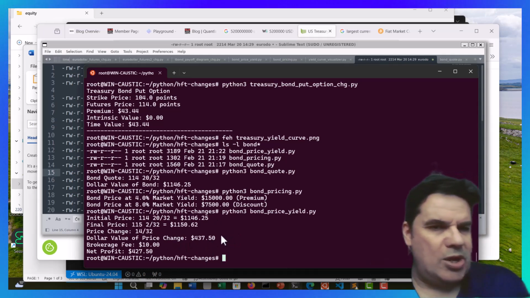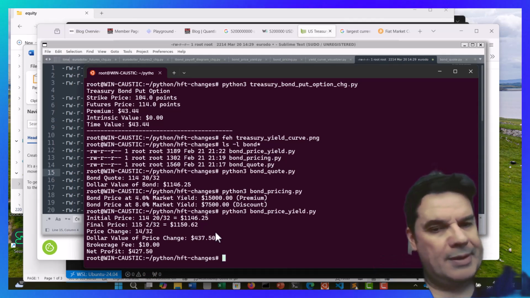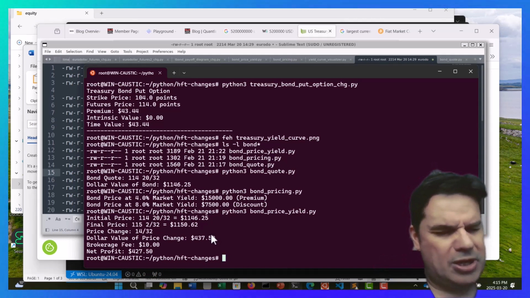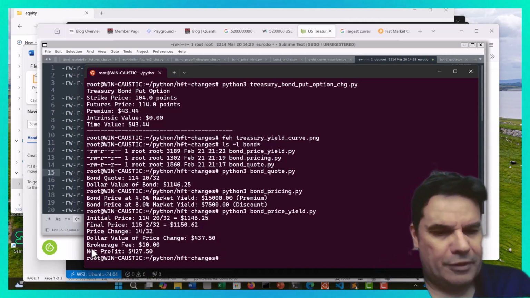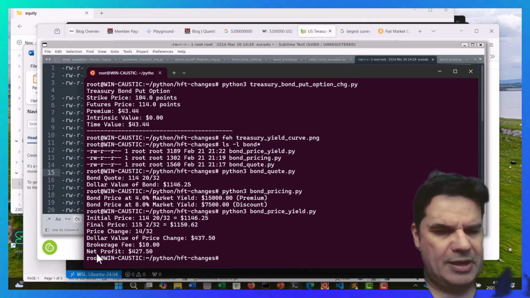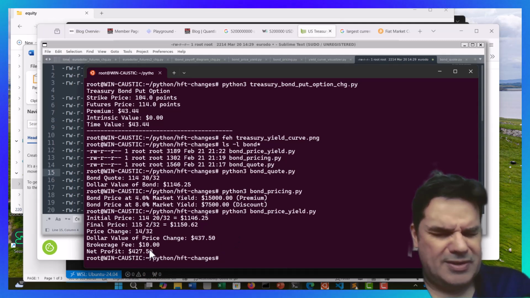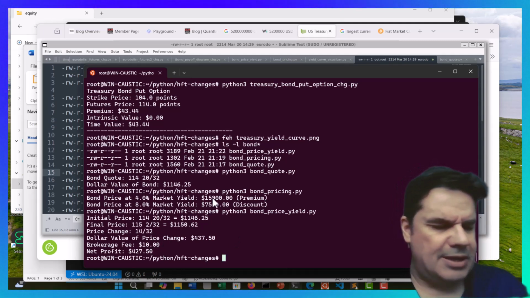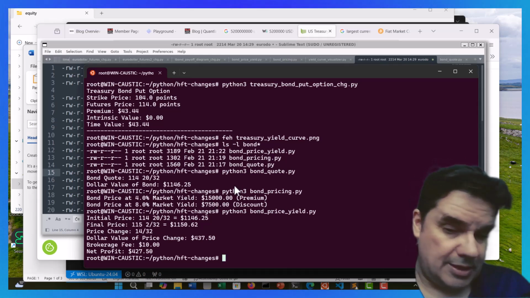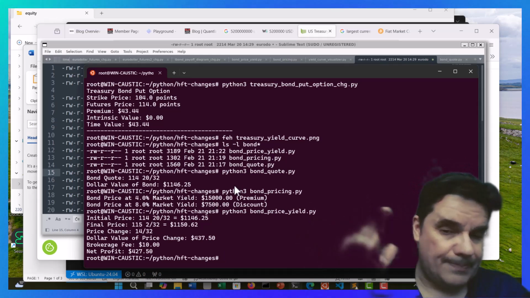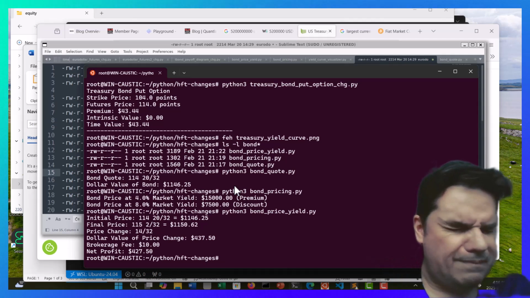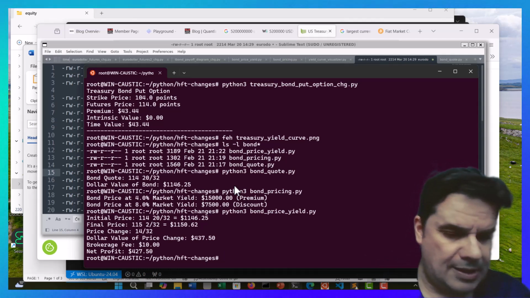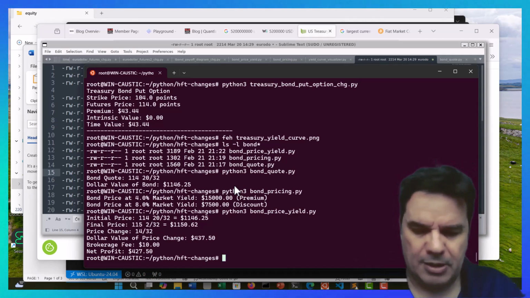So to get to this point, you have to do a lot of math in your code to get that converted over. Of course, you're going to have a brokerage fee, and then your profits, your $10 minus the 427. Again, all scenario and in development, but this is a very practical way of looking at these instruments and the P&L, the profit and loss that you'll take on.